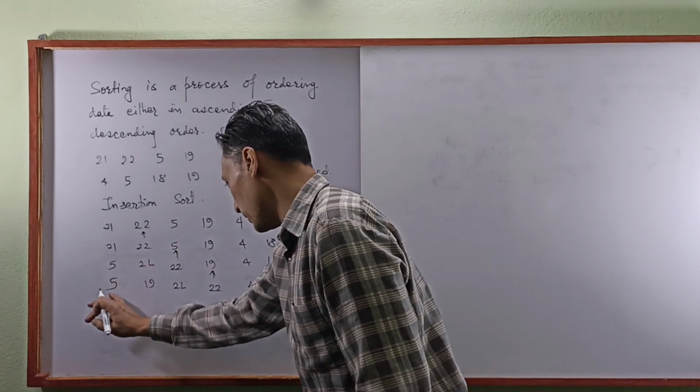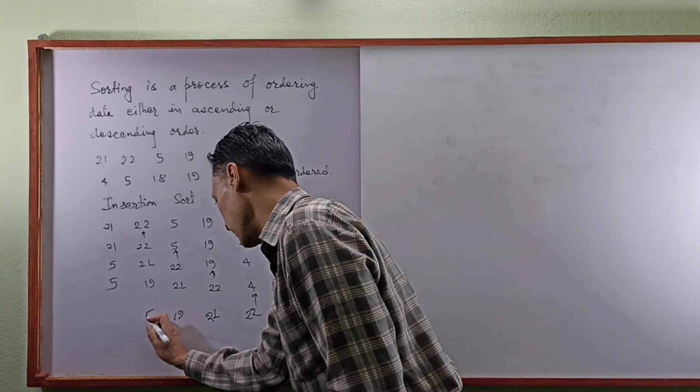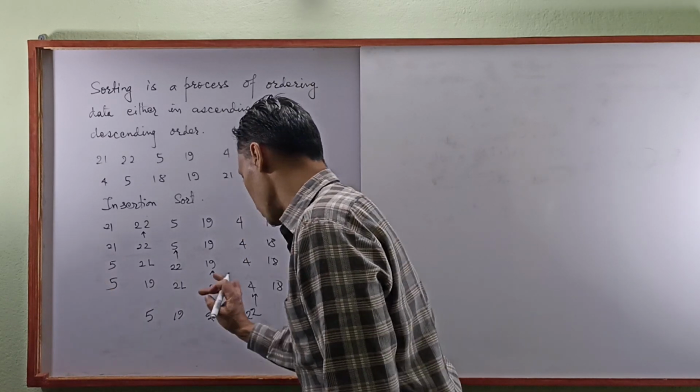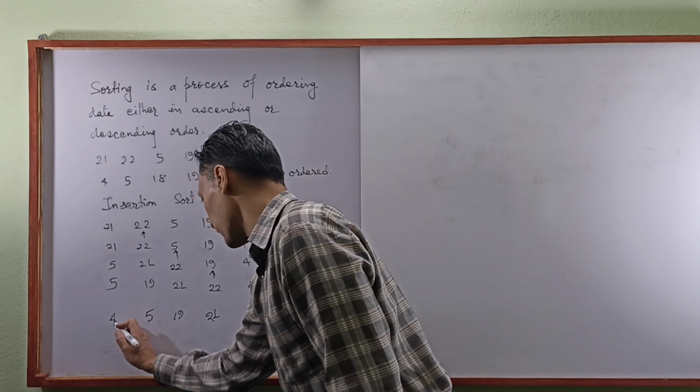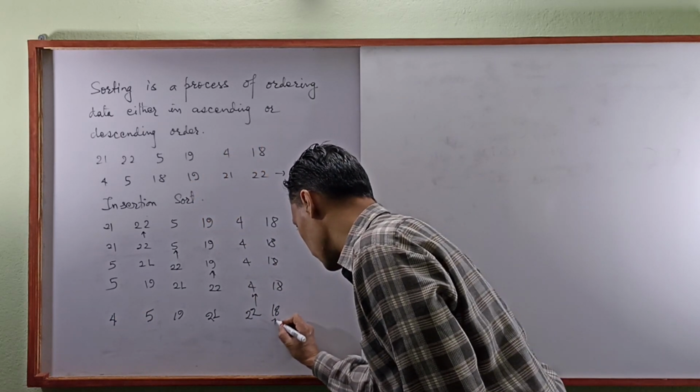We'll compare 5 and 4. 5 is greater, so shift 5 one position right. Now before 5 there is nothing, so we'll insert this 4 to this position. Okay, now 18 will be written as it is. Now we'll move the pointer to here.